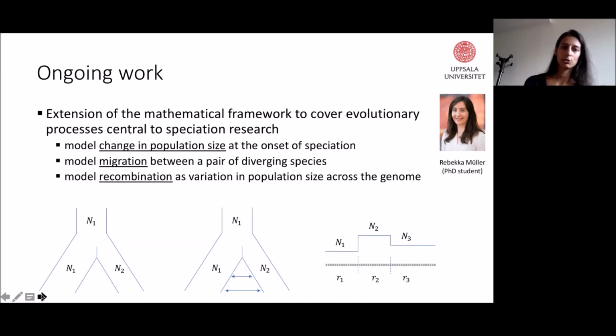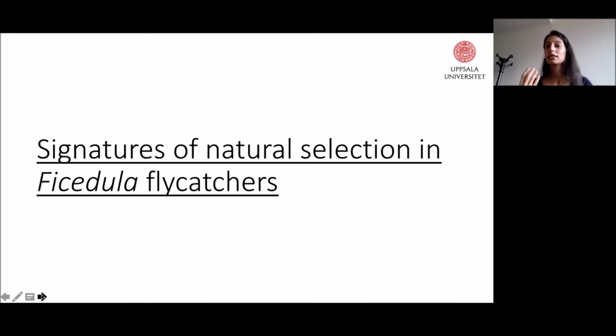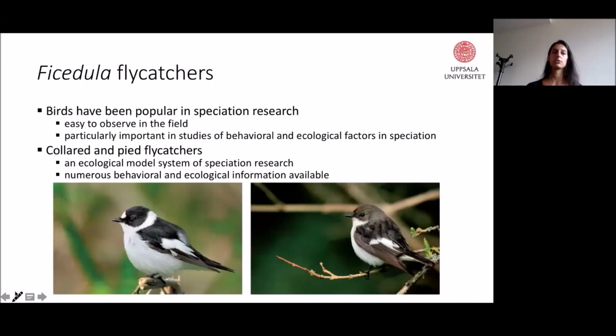I would now like to use the final part of my seminar to look at what we actually observe in our data. And to do that, I'd like to look at our study system, the Ficedula flycatchers, and discuss some of our observations in the Ficedula flycatcher system. So what are the Ficedula flycatchers? The Ficedula flycatchers are birds, passerine birds, and they are actually a model system of speciation research.